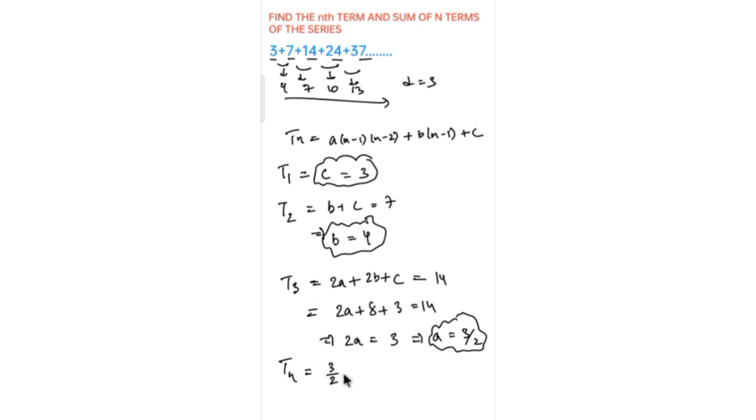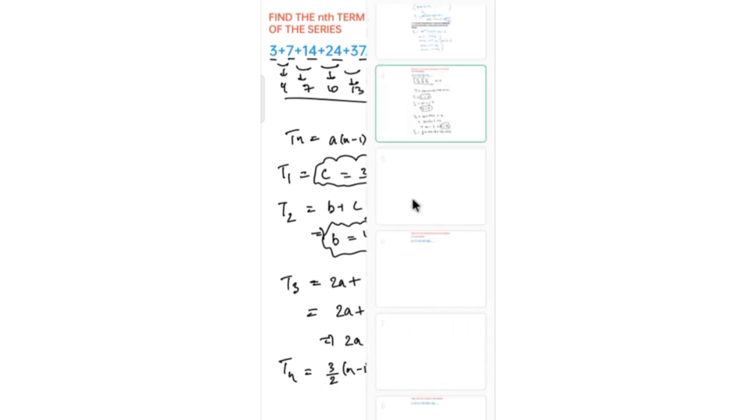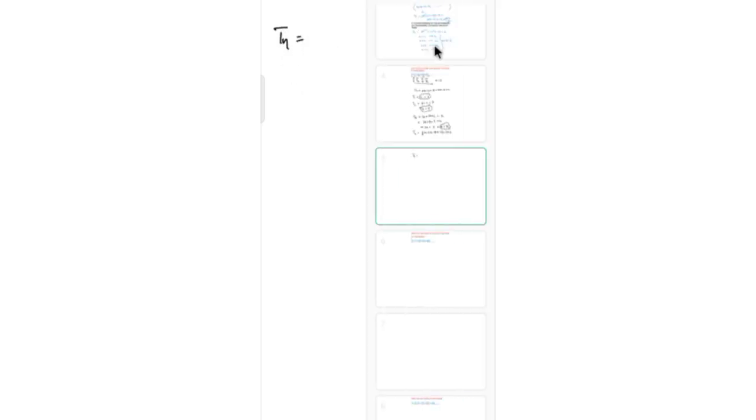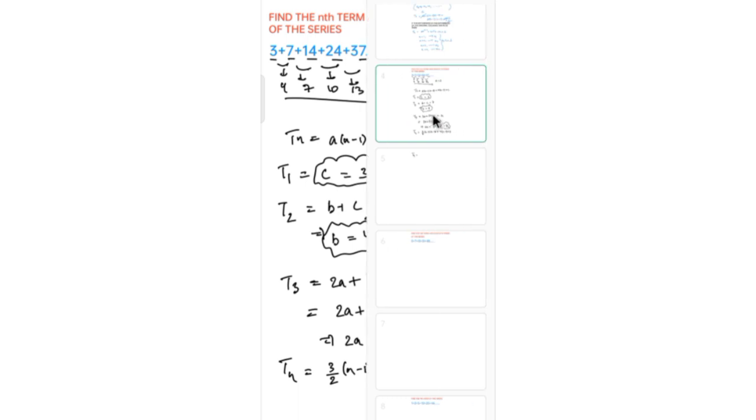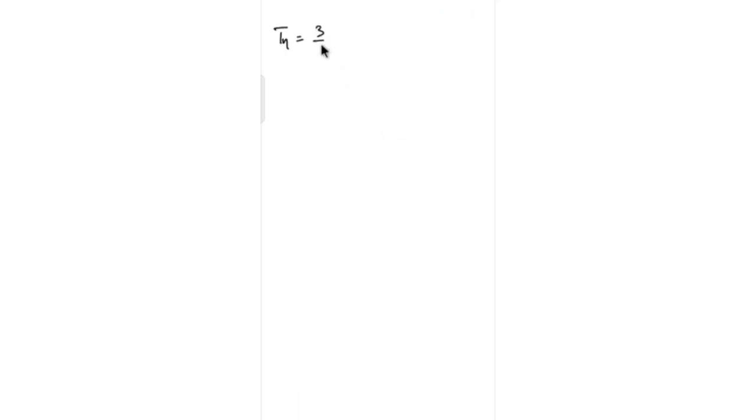So 3 by 2 into n minus 1 into n minus 2 plus 4 of n minus 1 plus 3. So this is your Tn. So you can just solve it and we can get the final value of Tn. So let us do that. So Tn is equal to 3 by 2 into n minus 1 into n minus 2, so 3 by 2 into n square minus 3n plus 2.